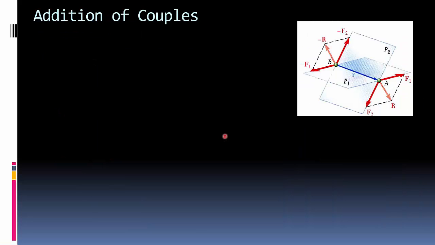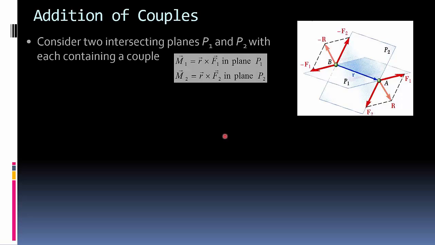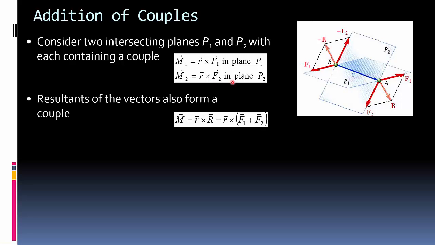Okay, let's talk about the addition of couples. Let's talk about two intersecting planes. So you have P1, right? This is this plane, and it has a couple, F1 and minus F1. So there's a couple in this plane right here. And then we also have this P2 plane, and it also has a couple, F2 and minus F2, so this couple is in this direction, right? So moment of 1 is r cross F in plane 1, moment of 2 is r cross F in plane 2. Okay, so the resultants of the vectors also form a couple. Okay, so r cross R, right? So if you add up this F1 and this F2, you have a vector R.